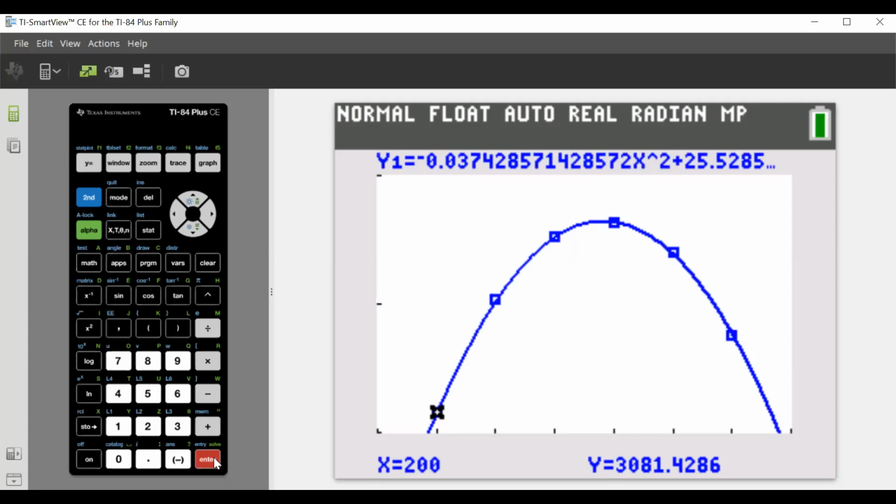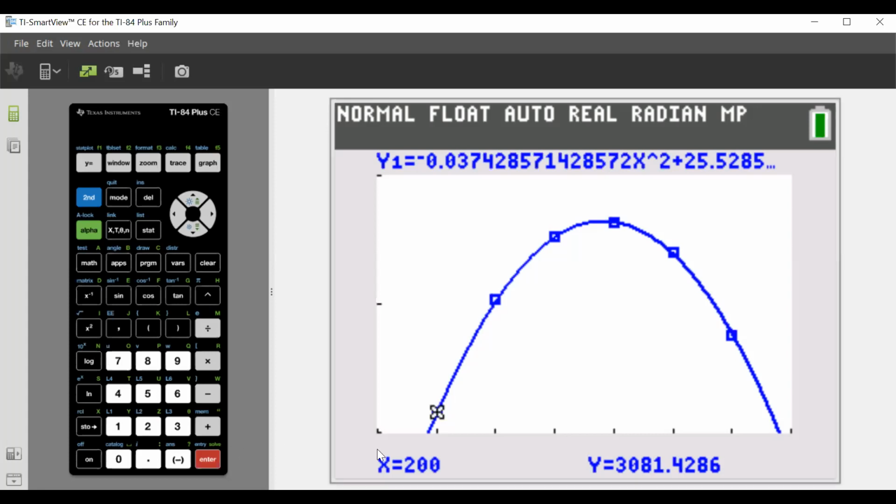3081.4286. Now notice both of those are pretty close to what the value was. I think 200 was 3080 and the 350 was 3820 or something like that. But they're very close, but they're not exact. And so that's why we have to use these other values.